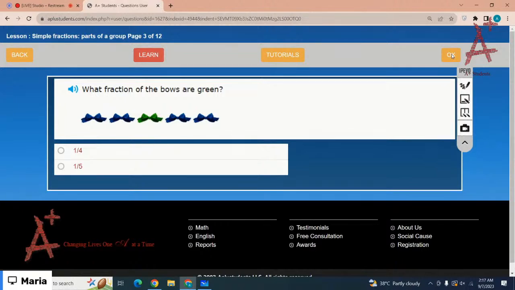What fraction of the bows are green? So, which is the correct option? You can see you have a total of five bows, right? And out of five, just one is green. So, it would be one out of five. The fraction of the bows that are green is one out of five. The correct option is the second one.